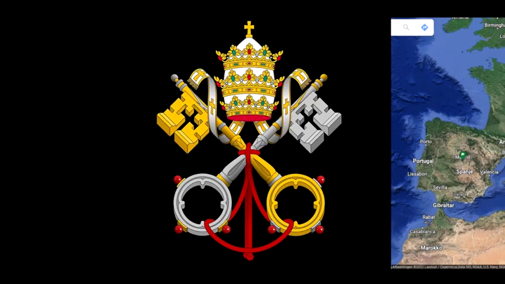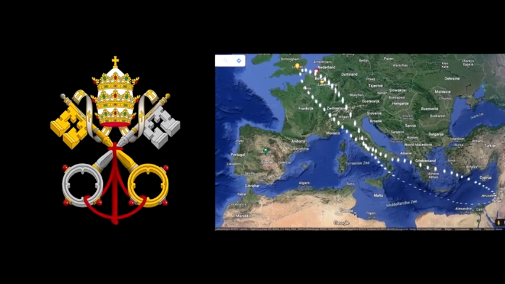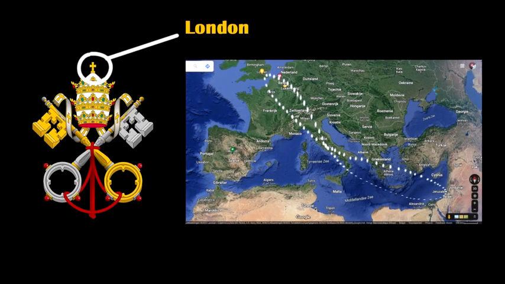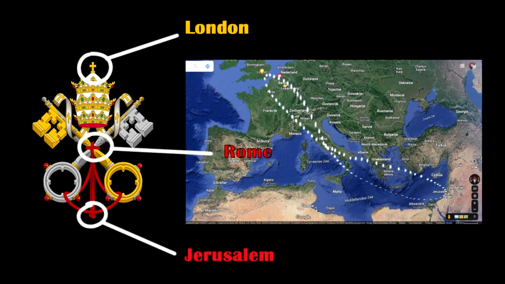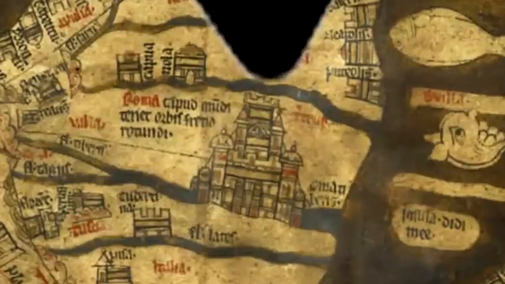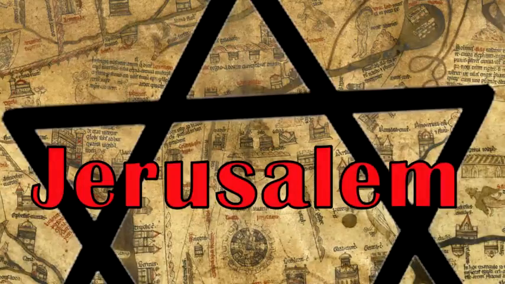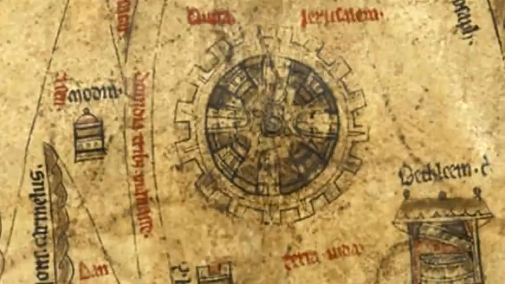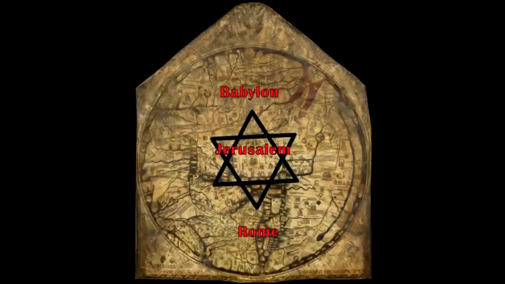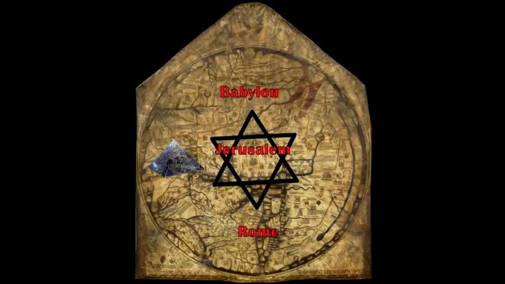Take a look at the Vatican keys. 3 major points of this movement are London, Rome and Jerusalem. Well, this reminds me of an older video about terraforming our crater. You had 3 cities, Rome, Jerusalem and Babylon, with in the center the Benben stone.